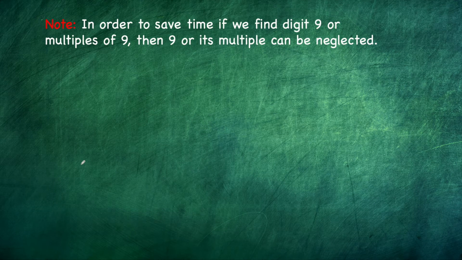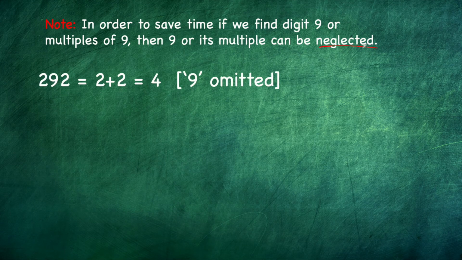Another important point is, in order to save time, if we find the digit 9 or multiples of 9, then 9 or its multiple can be neglected, that is, omitted. For example 292, here we can omit 9 and add the remaining digits, that is 2 plus 2, which is equal to 4. So 9 is omitted to reduce the calculation.